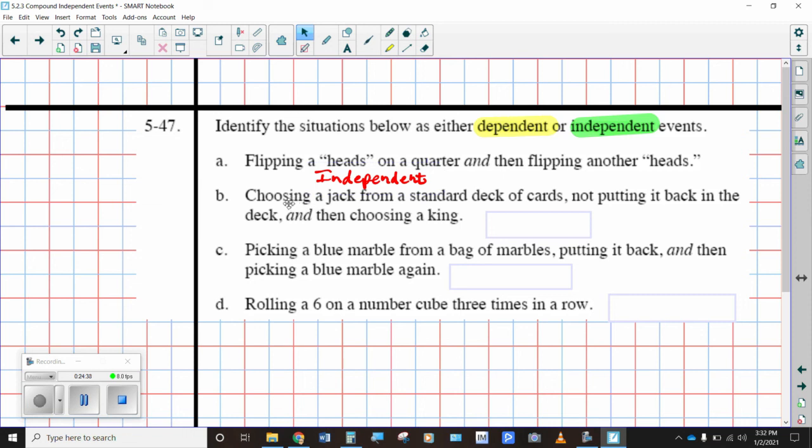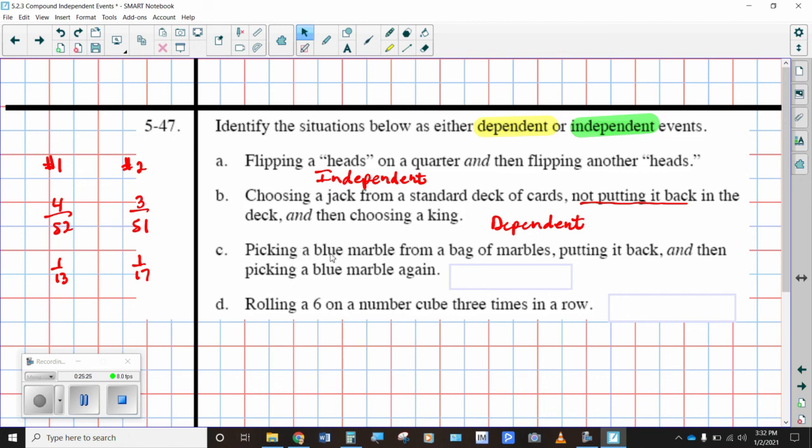And then here it says choosing a jack from a standard deck of cards then not putting the card back into the deck. So remember, there are 4 jacks out of 52 cards. This is number 1, that's your probability of pulling out a jack, 4 out of 52. If you do not put that card back in, you now only have 3 jacks and 51 cards. That is a different probability than this. This simplifies down to a 1 in 13 chance, where that simplifies down to 1 in 17. So that means that by pulling out the jack and not putting it back in, that affected the probability of your next draw, which means these are examples of dependent events.